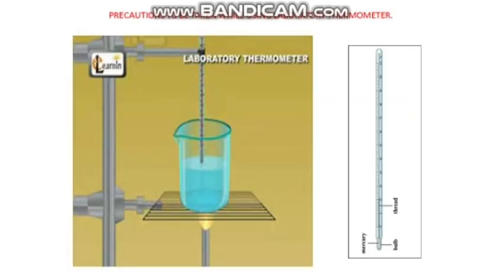Precautions to be taken while using the laboratory thermometer. The laboratory thermometer should be kept upright, not tilted. The bulb should be surrounded from all sides by the substance whose temperature is to be measured. The bulb should not touch the container.